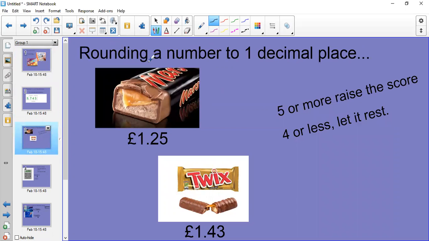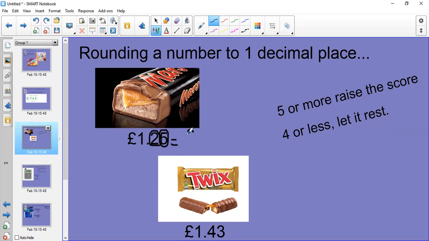So example 1, rounding a number to 1 decimal place. Now we've got a Mars bar here that is £1.25. Now we want to round £1.25 to 1 decimal place. So this number here, our number 2 that is in our tenths column, is either going to stay the same or is going to round up by 1. So we need to look at the number next to it in the hundredths column, which is 5. Now the rule is 5 or more raise the score. So this number would go up to 3 if this number is 5 or more, or 4 or less, let it rest. If this number here was 4 or less, this number stays the same.